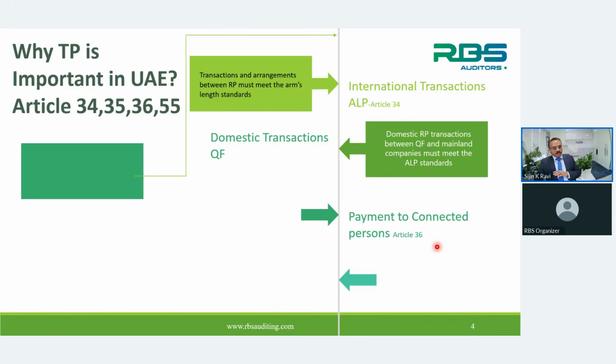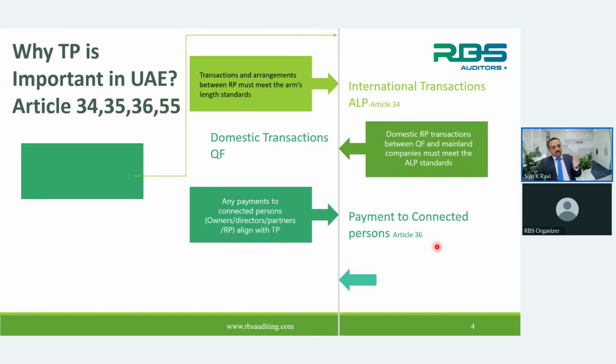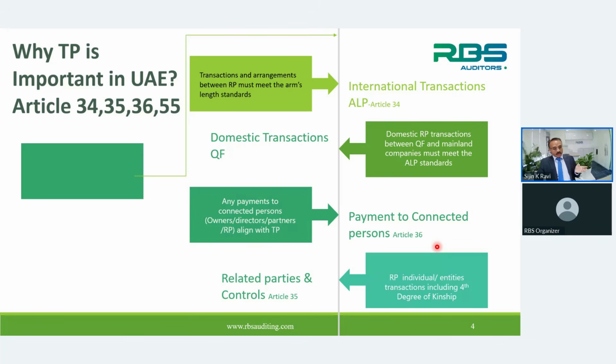Then there is Article 36, relating to connected persons, payment to a connected person. Whatever payment is made to a connected person will automatically come under TP. Then the next one, related party transactions. Whatever amount is paid to a related party, or whatever the transaction, it will be included in the TP. Then the final one, Article 55, which is TP documentation. So only 4 articles are coming.